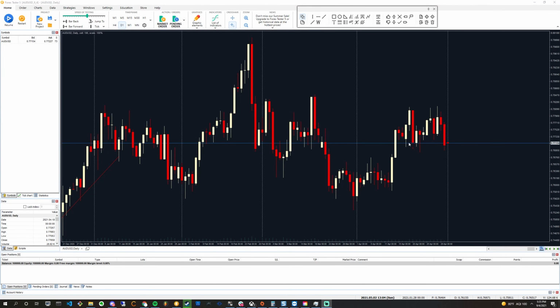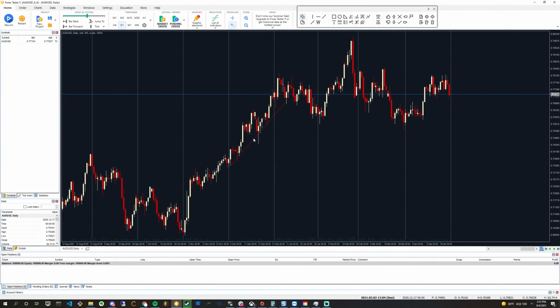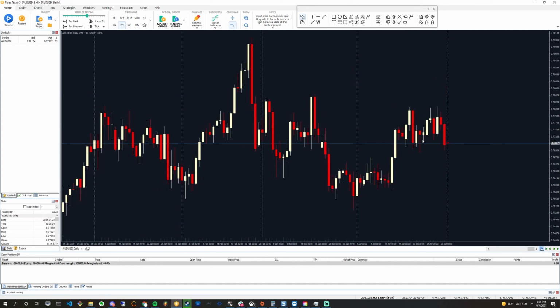So this is my Aussie US backtest. I'm gonna be using Forex Tester. I don't even know what this line is here. Let's just delete that. I got the data loaded up.